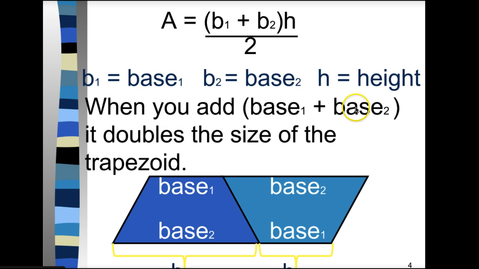When you add base 1 and base 2, what's happening mathematically is you're doubling the size of the trapezoid. So think about it. Just the base 1 and base 2, we haven't accounted for how short the base is and how long the base is. So we are basically saying it's a four-sided figure that's doubling itself. This is base 1 and this is base 2. And we're really only wanting to find out how much space this figure is. So that's where the divided by 2 comes in, because we're dividing this whole thing in half.